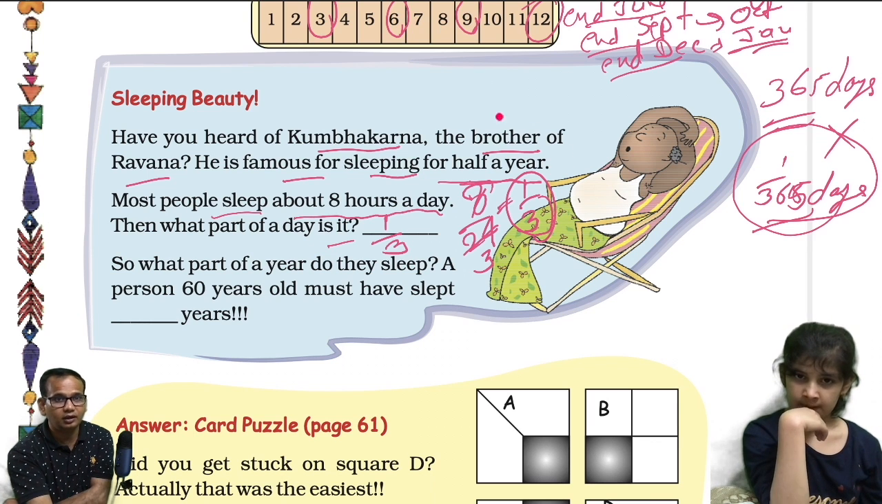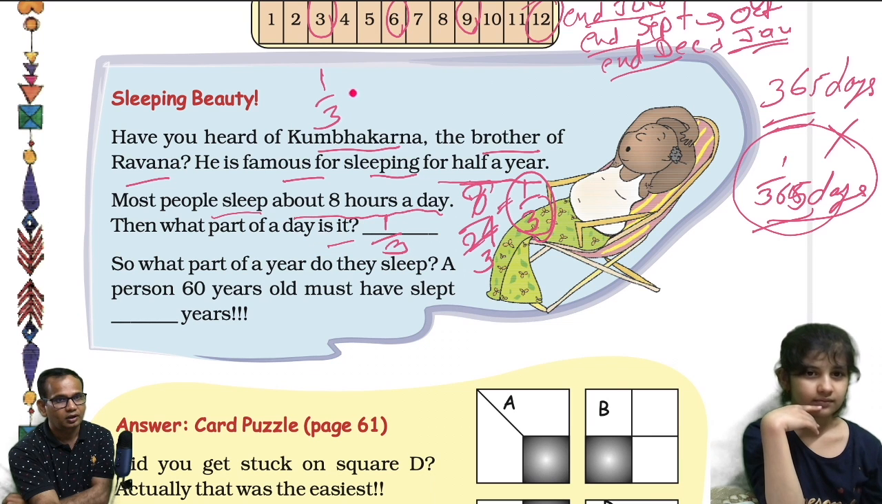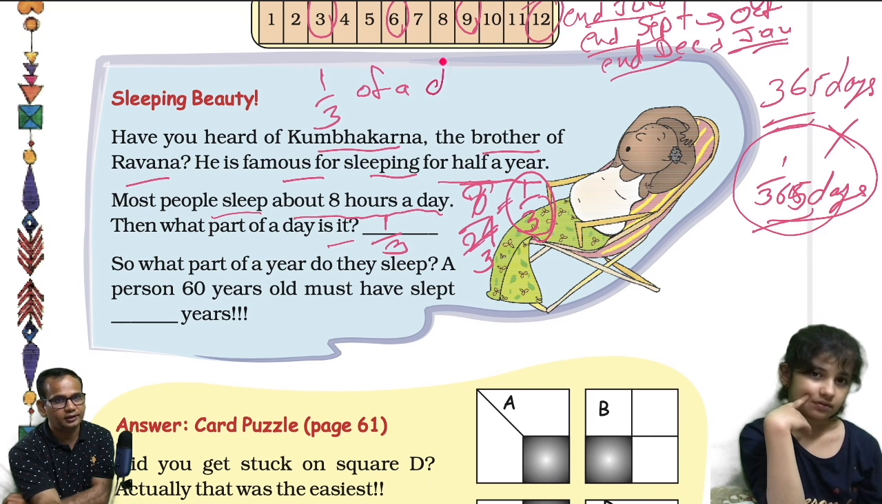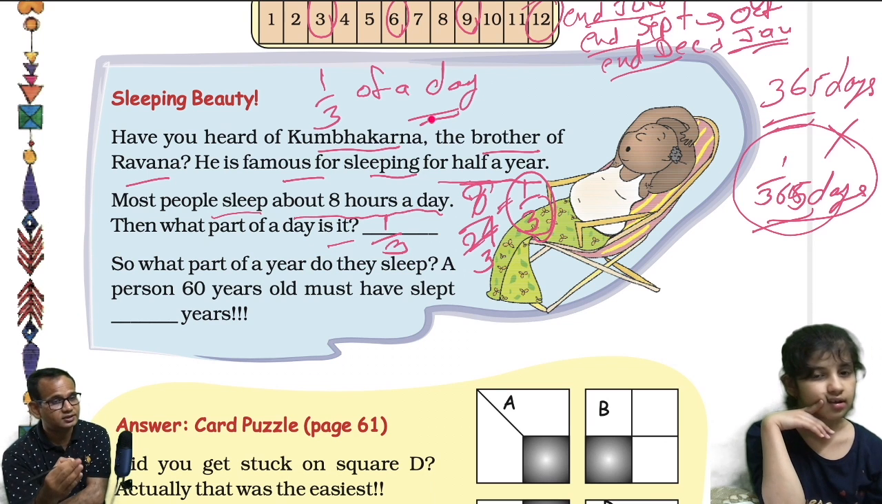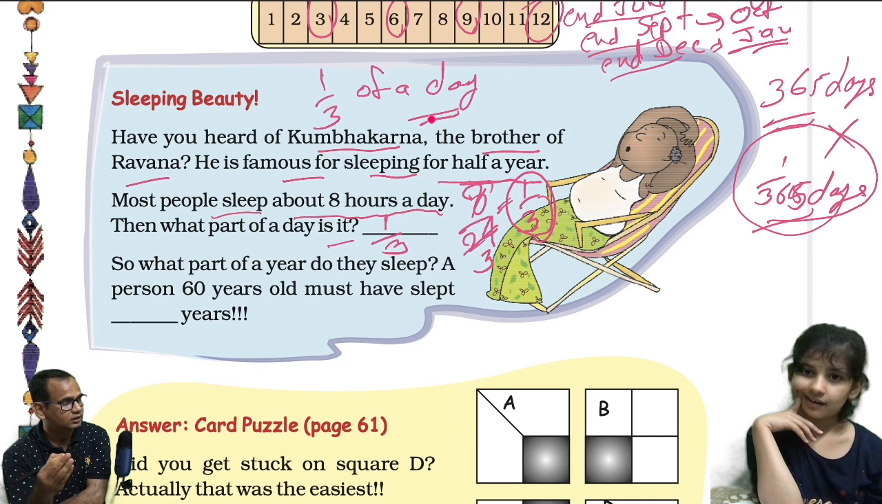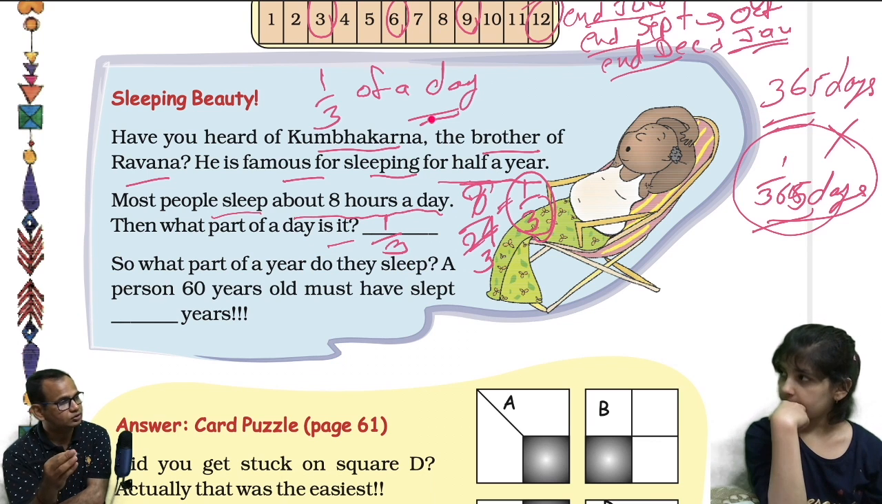In a day, they sleep 1/3 of a day. Okay, 1/3 of a day they sleep, right? So each day they sleep 1/3. So if I say 1 year, in 1 year also they will sleep 1/3 of a year.